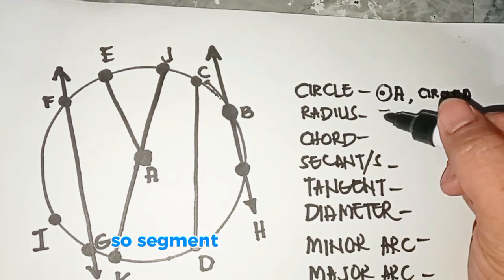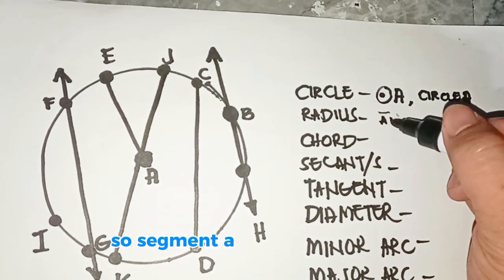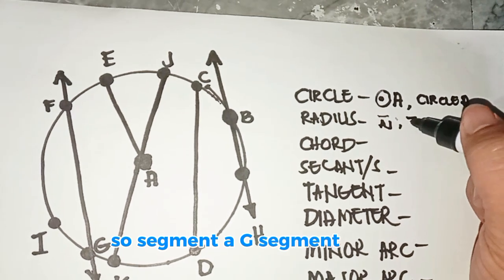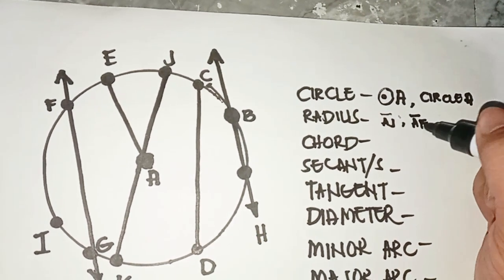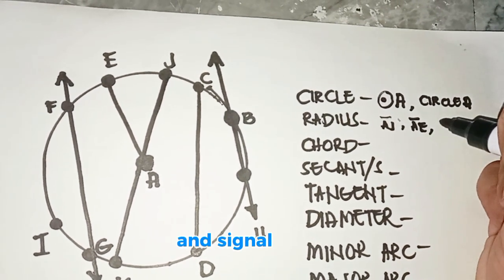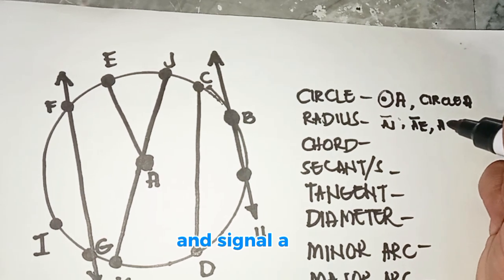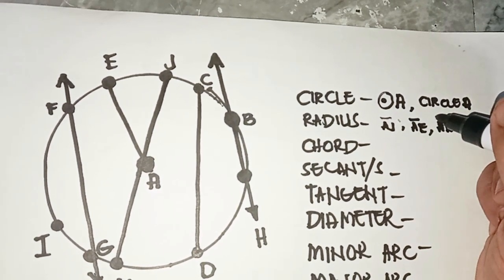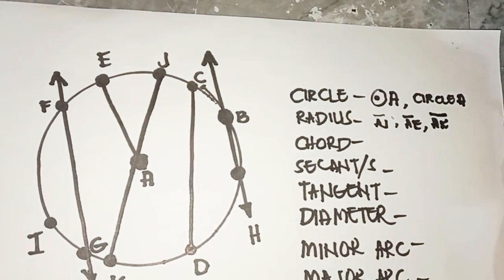So segment AJ, segment AE, and segment AK. Don't forget the symbol.